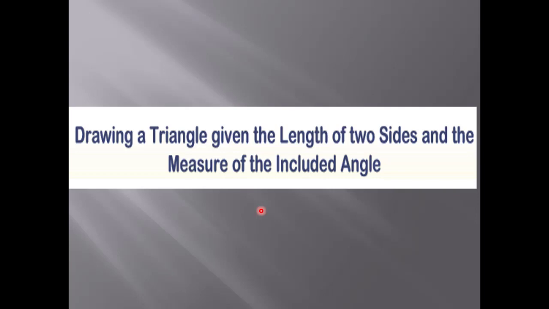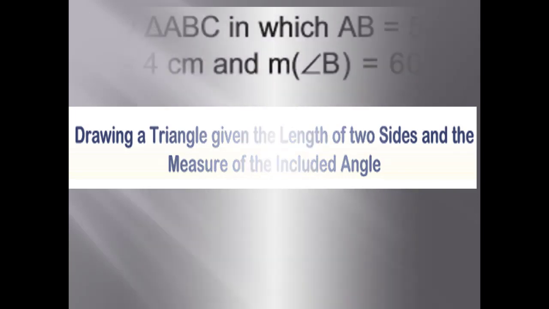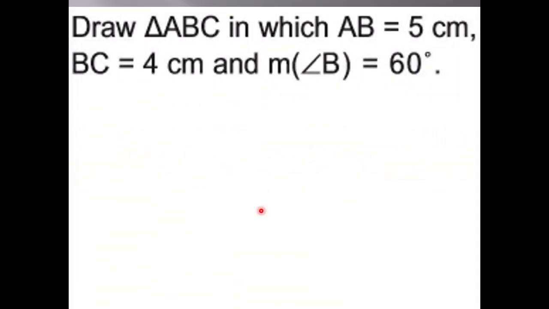Now we want to draw a triangle if we have the length of two sides and the measure of one angle. For example, draw the triangle ABC, in which AB equal 5 centimeters and the length of BC is 4 centimeters and measure of angle B 60. Let's start with AB 5 centimeters. So step 1, I'll draw a line segment of 5 centimeters and I name it as AB. This is the first step, AB 5 centimeters.